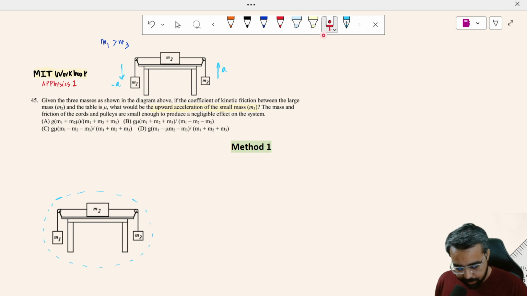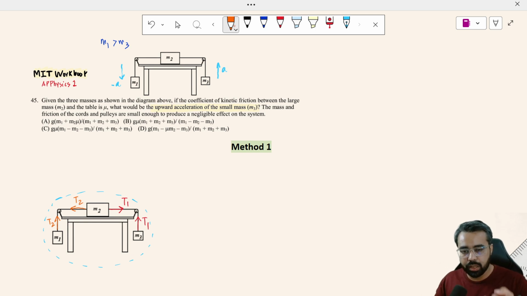we see the two strings. This is the first string and this is the second string. Okay, in these two strings there will be two tension forces. So this tension, let's say T1, will cancel out, meaning they have the same magnitude, because both masses m2 and m3 are connected with the same string. In the same manner, this tension force has the same value as this tension force T2. Okay, so it means that these tension forces are inside the system and they will cancel each other out.